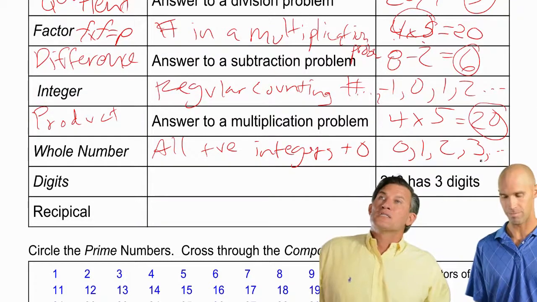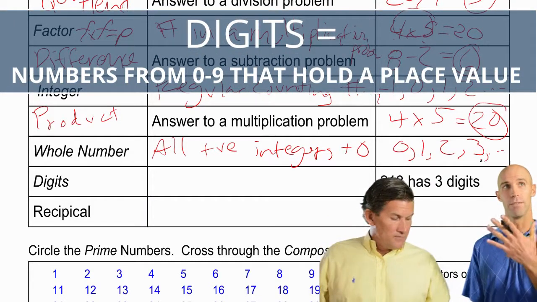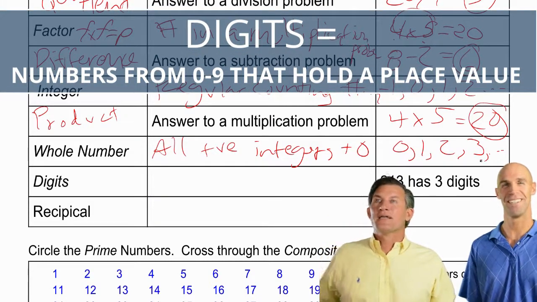Digits. I got 10 digits. How many digits you got? 5? Oh man, that's too bad. You can't do a two-handed test.